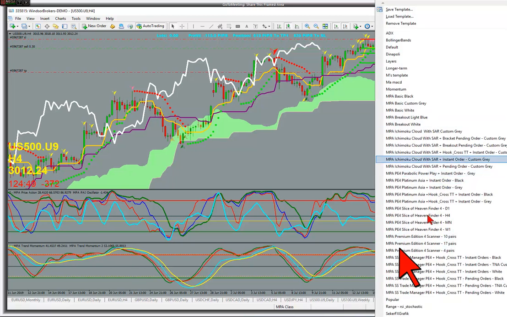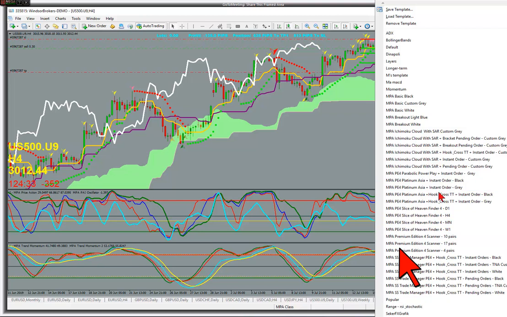Any template is good, and all of these new templates will pull the newest data and require you to have the latest indicators and expert advisors. So there you have how easy it is. We're going to go into the parabolic power plays and the platinum Asias and some of these other things I made because I added the trade management system to it.